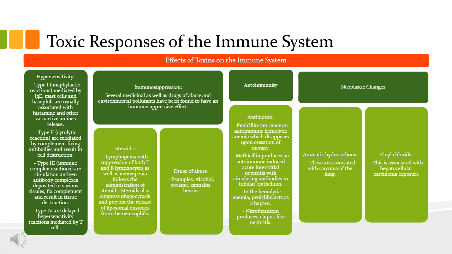For autoimmunity, it can be caused by antibiotics, where penicillin can cause an autoimmune hemolytic anemia, which disappears upon cessation of therapy. Methicillin produces an autoimmune induced acute interstitial nephritis with circulating antibodies to tubular epithelium. In the hemolytic anemia, penicillin acts as a hapten.